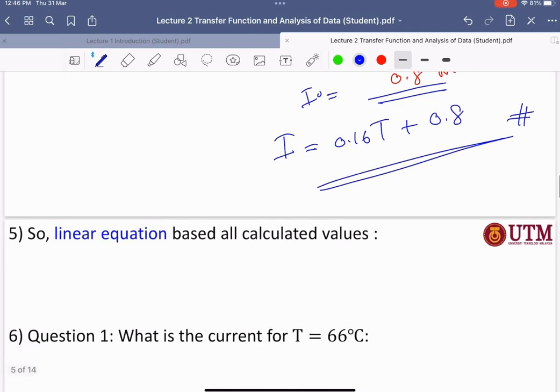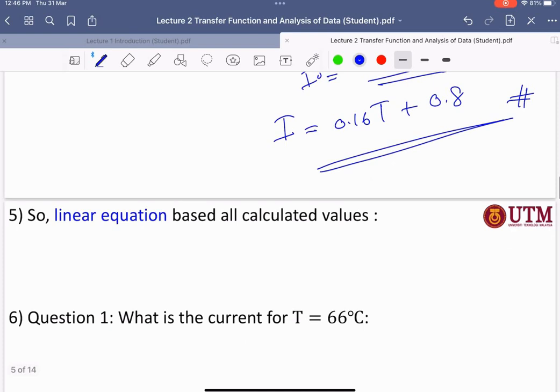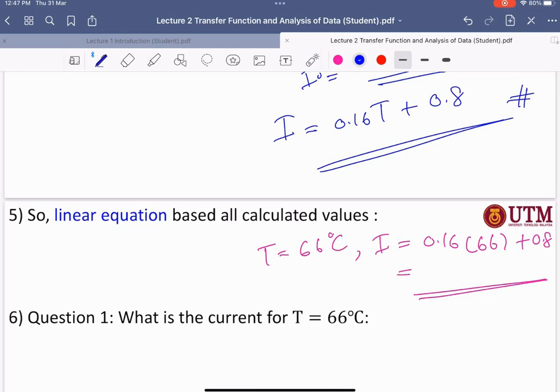Okay, so the question says that if t is equal to 66 degrees, what is I? Simple, right? 0.16 times 66 degrees plus 0.8. So you get I here. What is the value of I, guys? You need to use the Excel, guys.